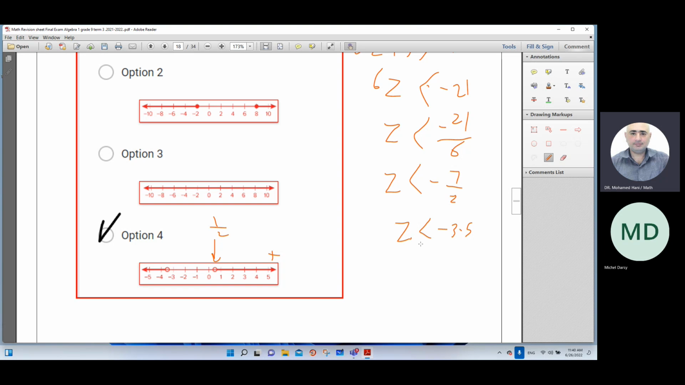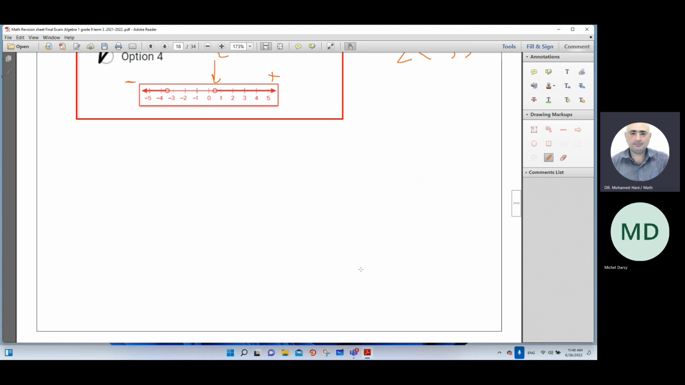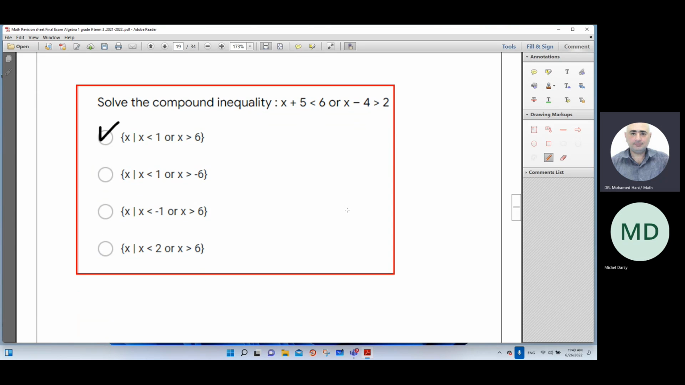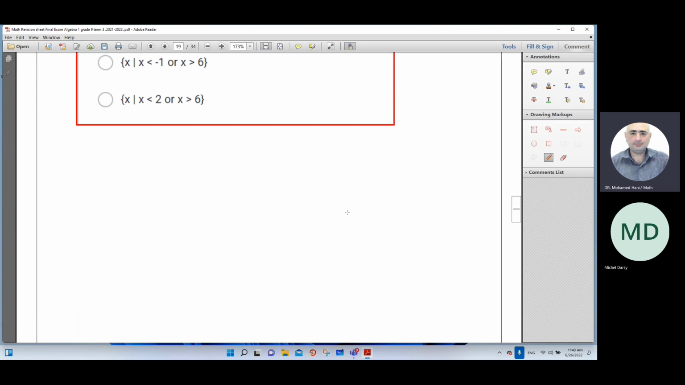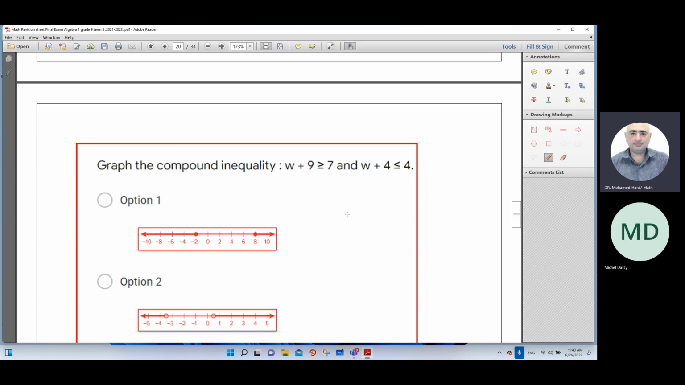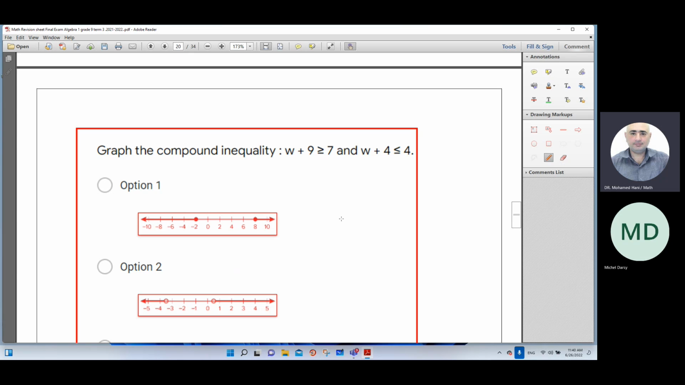So z less than means the direction to the negative side. Here the same idea. And here, when you want to graph the compound inequality, you can solve the first inequality and the second inequality.